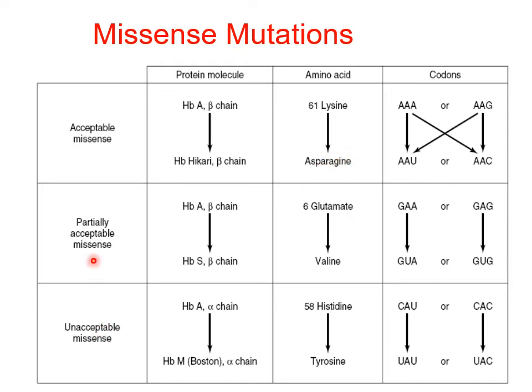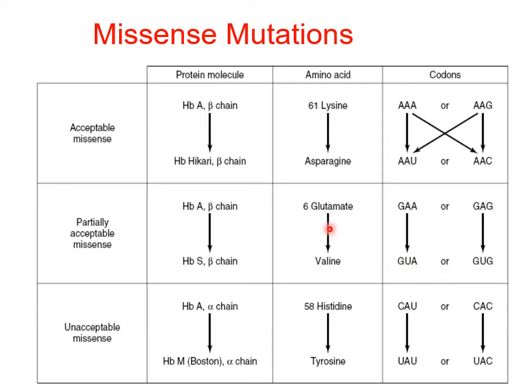Now coming to the partially acceptable missense mutation, this can be best understood with the example of sickle cell. This is a classical example. So all of you know that in the normal adult hemoglobin at the beta chain in the 6th position, there is a glutamate which is coded by GAA or GAG, whereas in the sickle cell hemoglobin at this position, we have valine which is being coded by GUA or GUG.